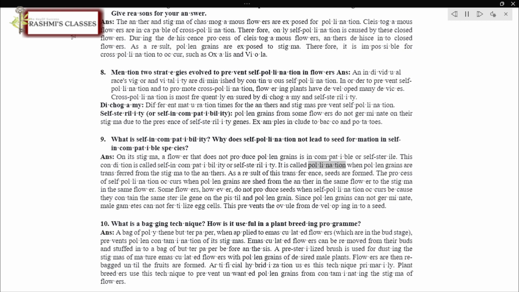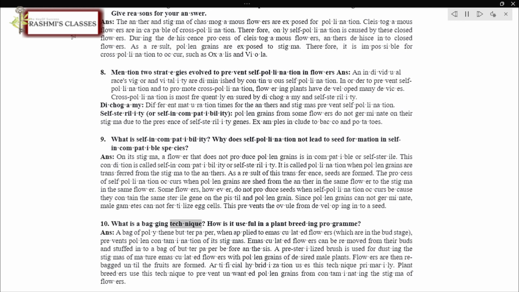It is called pollination when pollen grains are transferred from the anthers to the stigma. As a result of this transference, seeds are formed. Self-pollination occurs when pollen grains are shed from the anther in the same flower to the stigma in the same flower. Some flowers, however, do not produce seeds when self-pollination occurs because they contain the same sterility gene on the pistil and pollen grain. Since pollen grains cannot germinate, male gametes cannot fertilize egg cells. This prevents the ovule from developing into a seed.